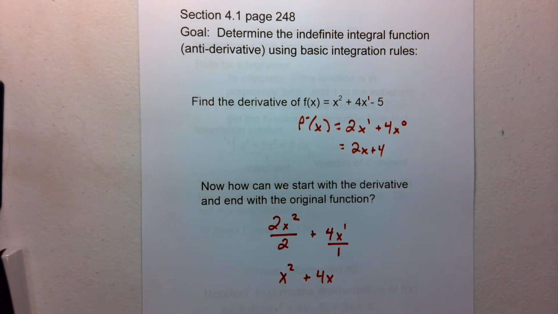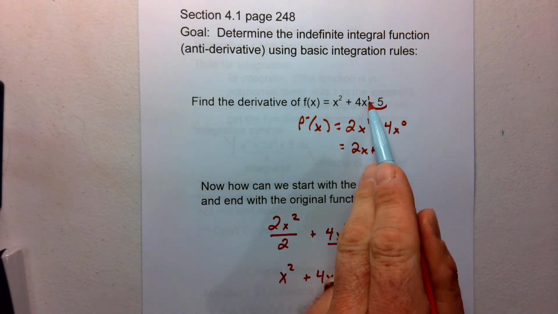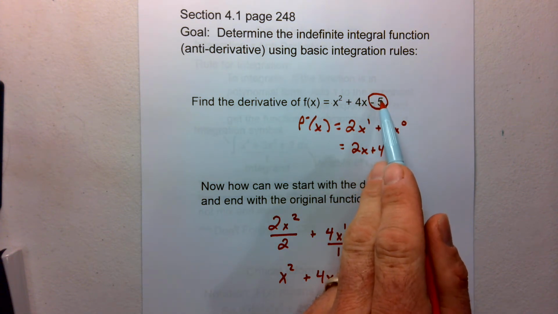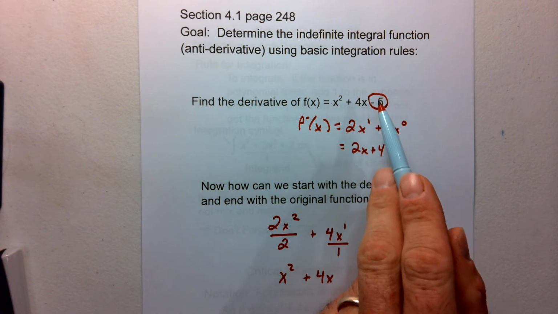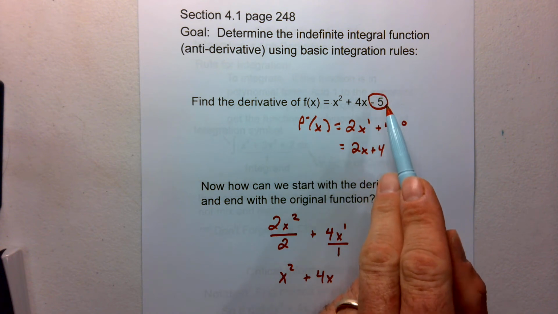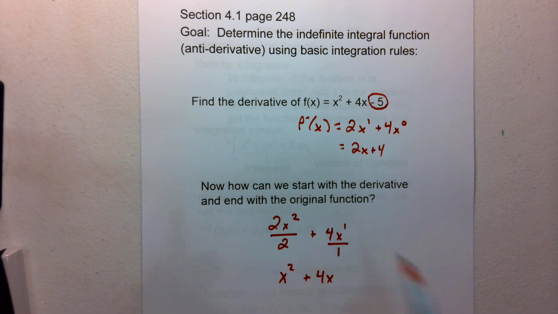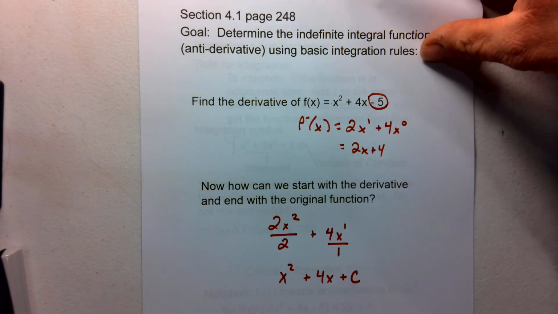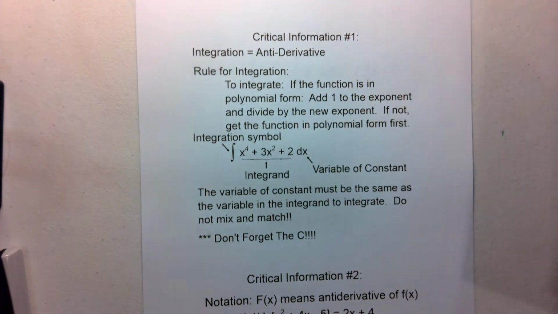And you're going to ask yourself, wait a minute, that's not exactly the original function, is it? Oh, no, it's not. We have this problem here, don't we? This negative 5. We don't necessarily know what number was out there. So at this point, we're going to put a plus c, and that c is going to represent a constant. Some value c. We're going to see that c is a very fluid c. We'll talk about that in the days to come as well.